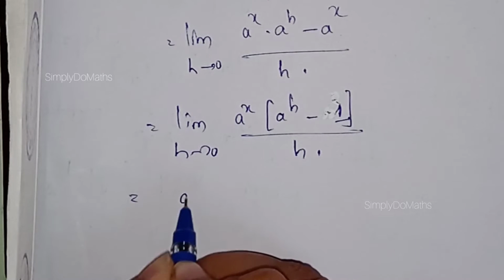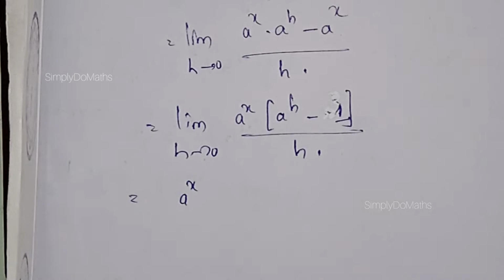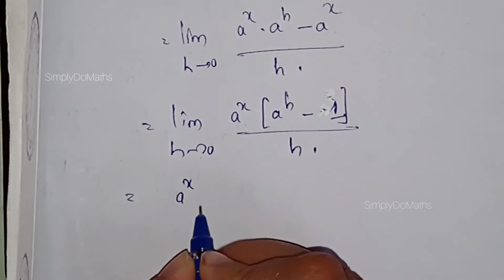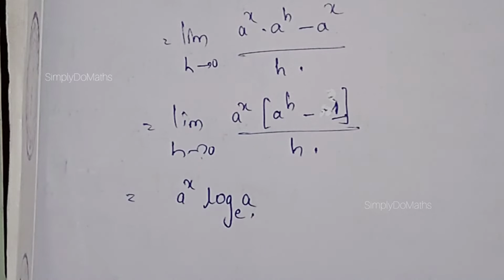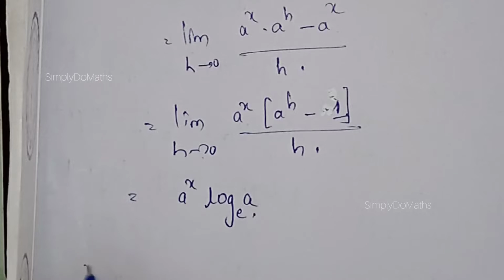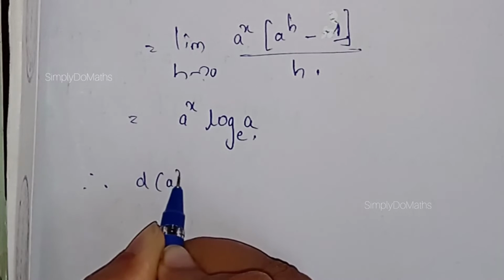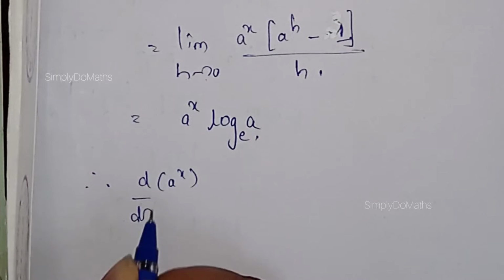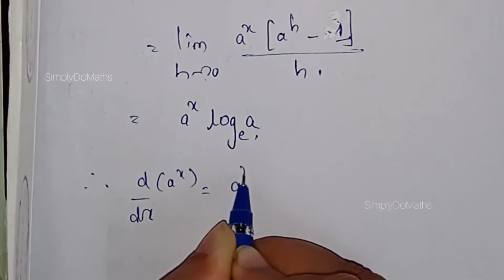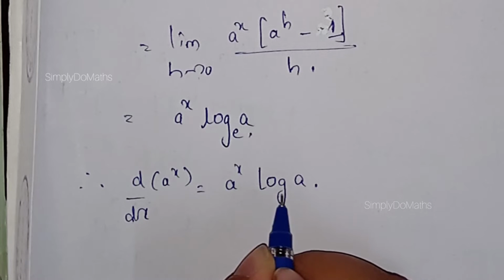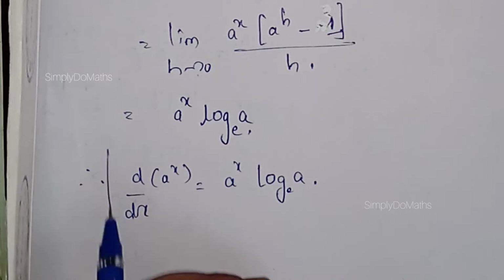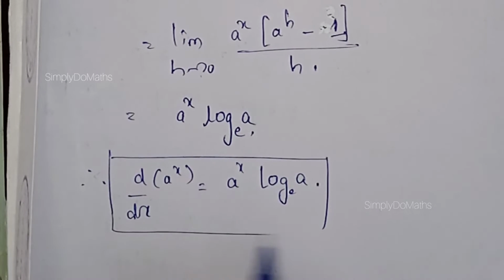So here a raised to x, the term as it is, and the limit can be written as log of a to the base e. Therefore the derivative of a raised to x with respect to x is nothing but a raised to x log a. Here the base is e. This is the derivative of the function a raised to x.